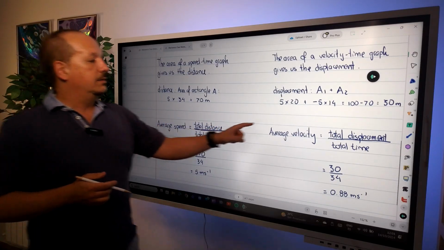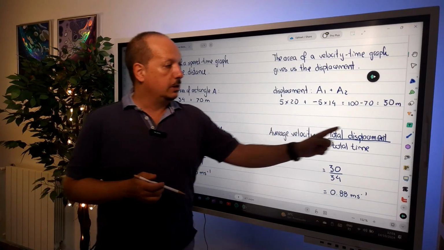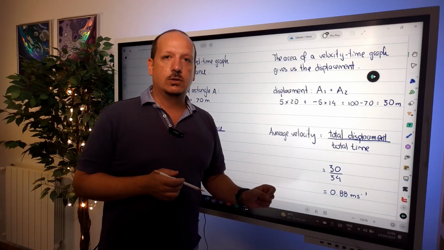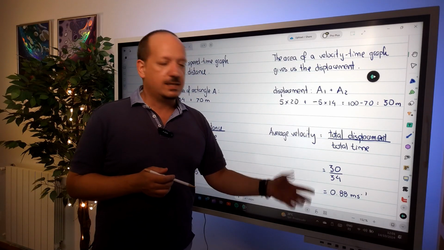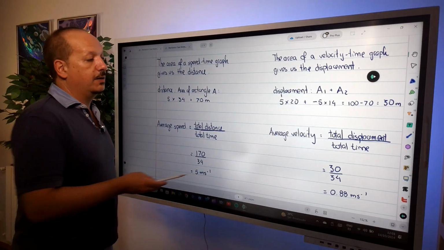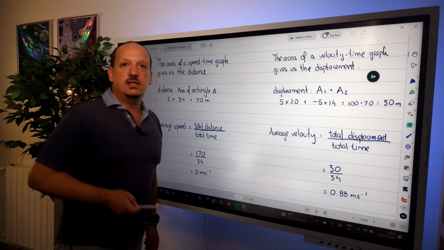But the average velocity is what? It is the total displacement divided by the total time. And the total displacement is just 30 meters. The time is the same, which gives you a value that is completely different, as you can see over there.